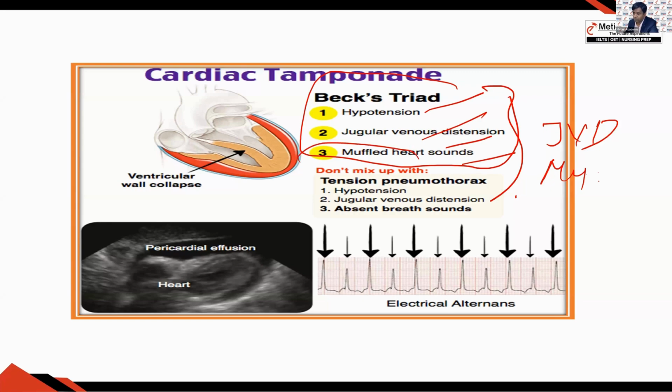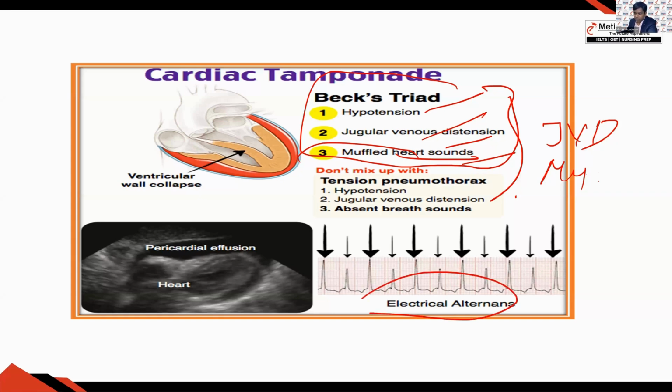Should not confuse with pneumothorax. Muffled heart sound is a diminished heart sound. At the apical pulse, the heart sound will be decreased. That is a muffled heart sound because of fluid collection. When fluid collection is there, dullness will be there mostly, and they get diminished or decreased heart sound. That is muffled heart sound.